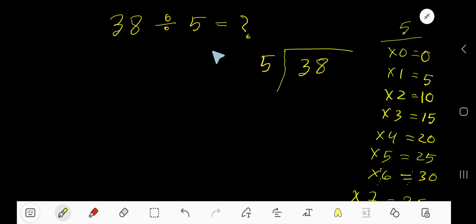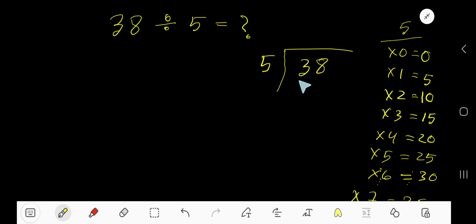38 divided by 5. Here 5 is the divisor, so we need the multiplication table of 5. 5 times 0 is 0, 5 times 1 is 5, 5 times 2 is 10, 5 times 3 is 15. To find the multiplication table of 5, just add 5 to the previous step. 0 plus 5 is 5, 5 plus 5 is 10, 10 plus 5 is 15, 15 plus 5 is 20.